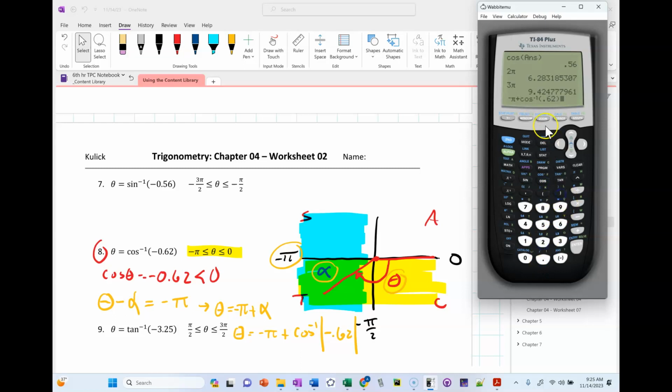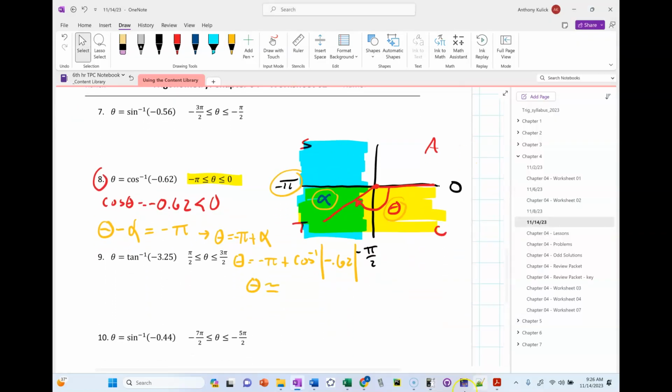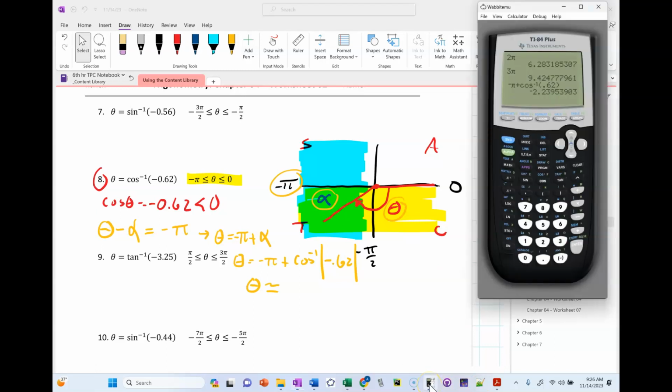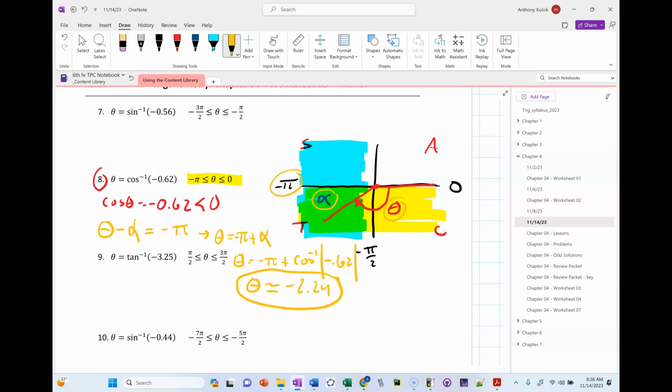Now, when I type it in, I never do the absolute value. I just do that part in my head, right? Absolute value of negative 0.62, I don't need to do that in my calculator. I can just make it positive all by myself. So I get about negative 2.24, excuse me. Alondra, is that okay? Again, the trickiest part about that is making sure you're adding or subtracting the alpha appropriately.